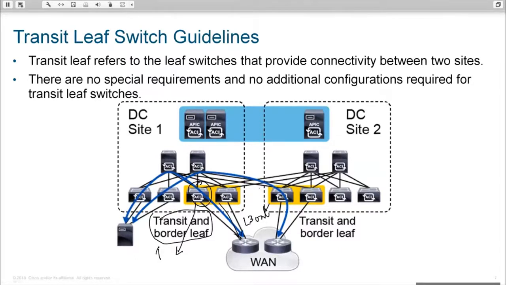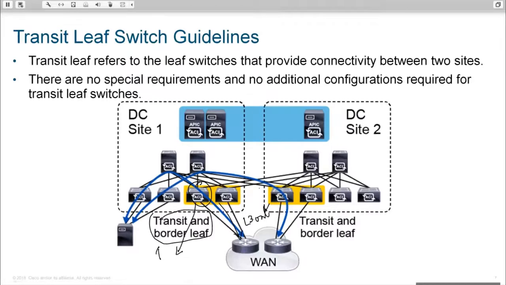Question is, should you have it do both? The best practice would be to have a dedicated border leaf. That means the leaves that connect to the WAN should be a separate set of switches, and the transit leaf should be a separate set of switches. That would be best practice for scalability reasons, not running out of TCAM space.